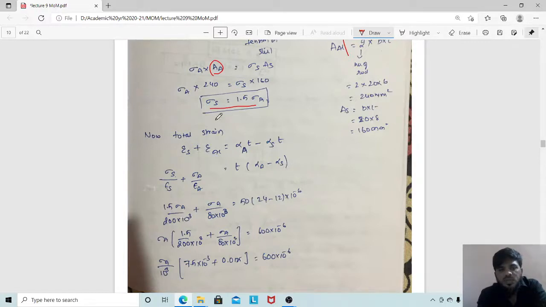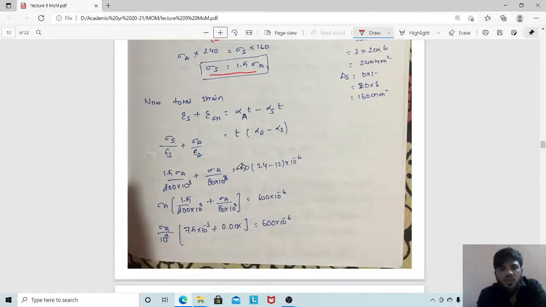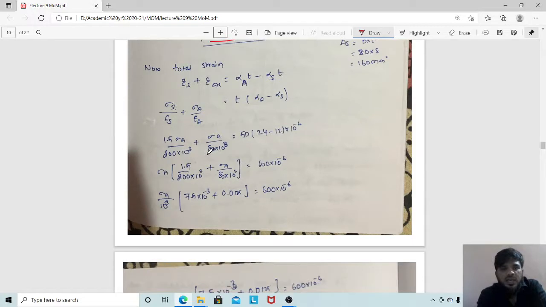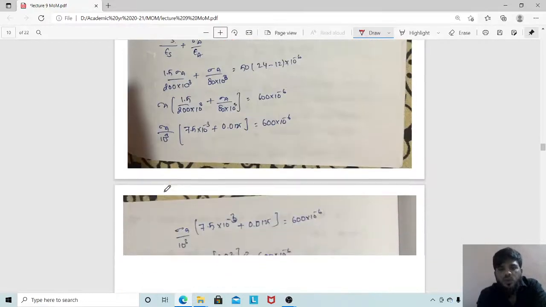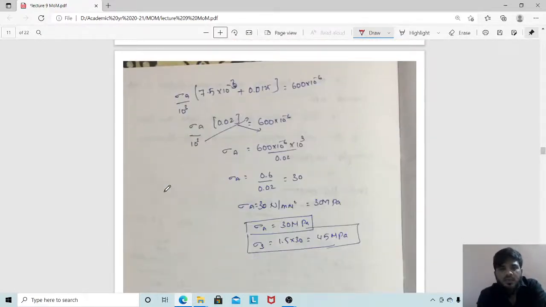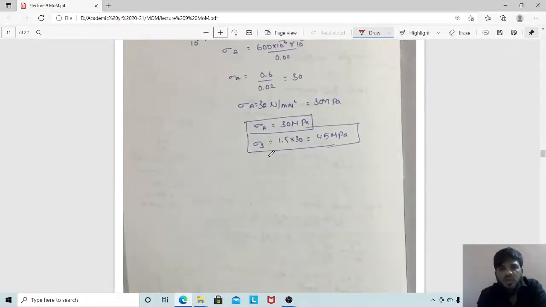So we substitute, and we get the relationship between sigma S and sigma A. We use that relationship and substitute the EA and ES values. We have been given the values of alpha and the temperature difference, so we substitute all the values. Here we are going to get 1.5 sigma A, with sigma A common, so with that you can find the value of sigma A. Once you get the value of sigma A, you can calculate the value of sigma S.